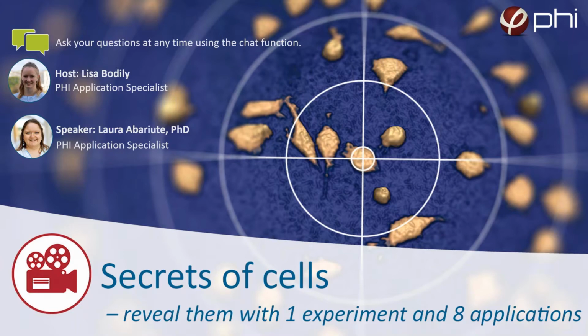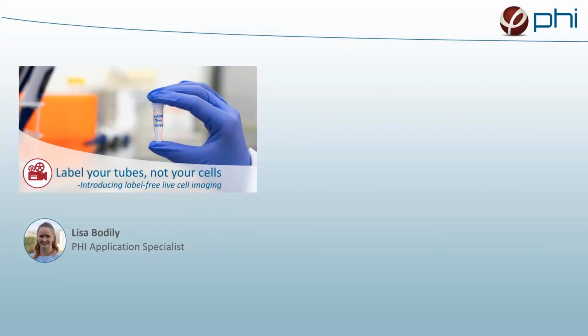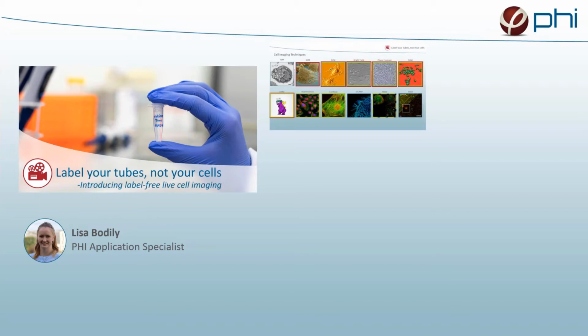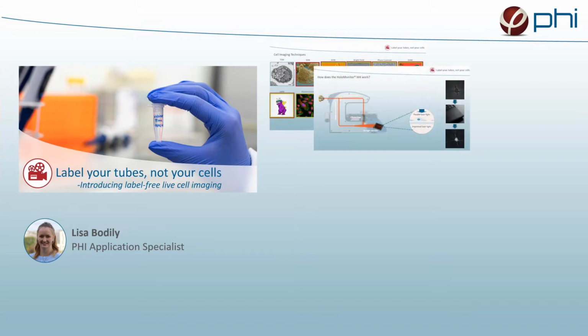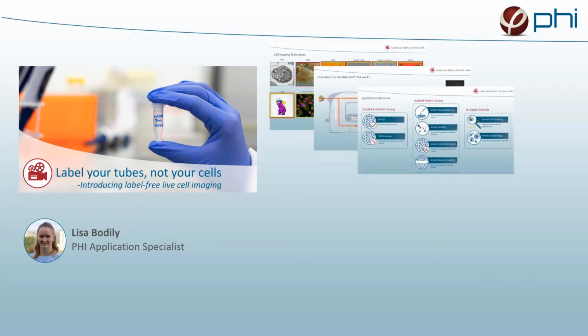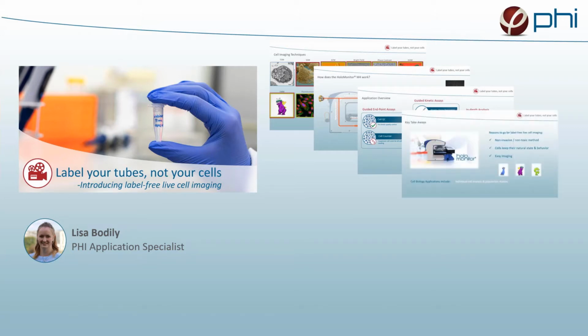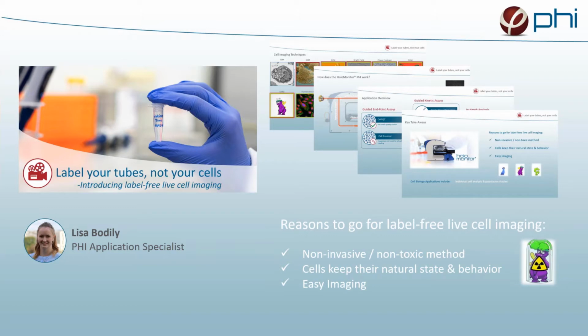So if you would like to learn more about the methods, watch our first webinar, Label Your Tubes, Not Your Cells, where Lisa has introduced various cell imaging methods and how the label-free live cell imaging system HoloMonitor M4 works. She very briefly introduced label-free applications, which I will be talking about today. Her main message was that you should go label-free because it is a non-invasive and non-toxic method. It enables you to study the cells in natural state, thus you can observe their normal behavior. It is a user-friendly technique which lets you start the experiment and walk away while you collect quantitative information on your individual cells and cell populations.